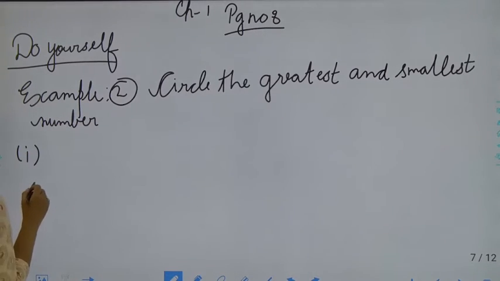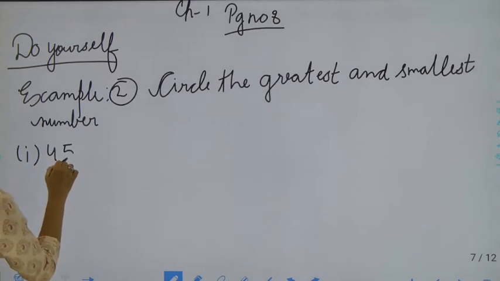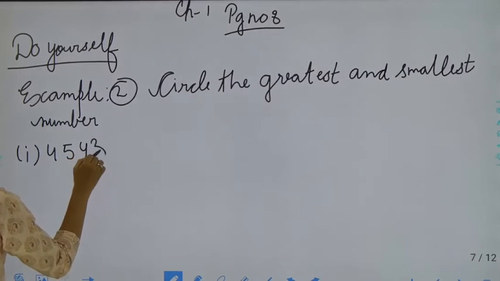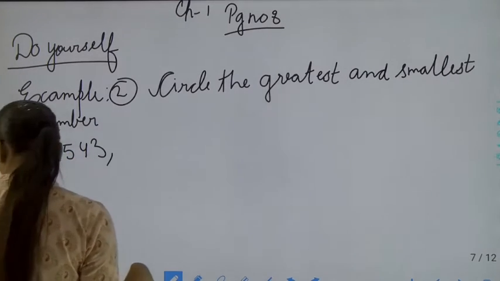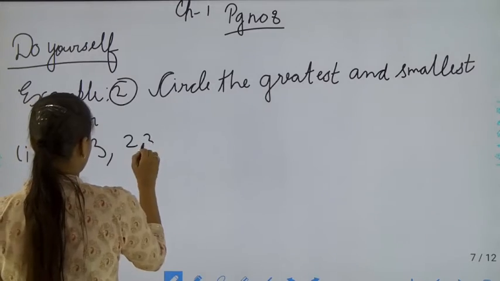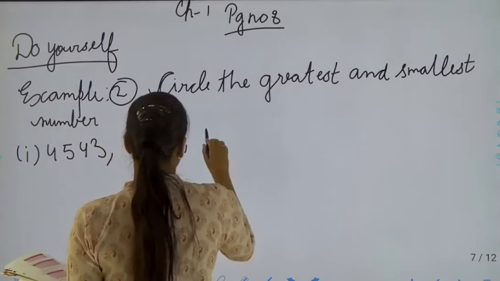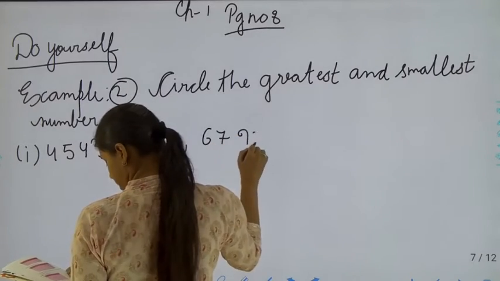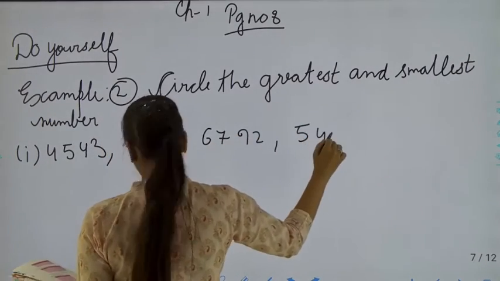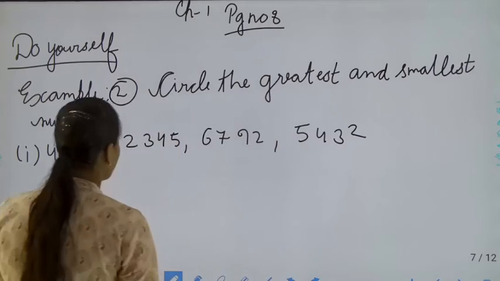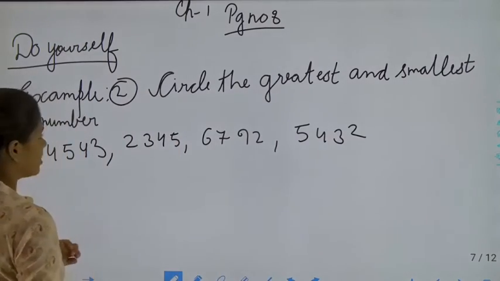First one is 4,543. Next one is 2,345. Then 6,792 and 5,432. So basically what we have to tell is the greatest number.